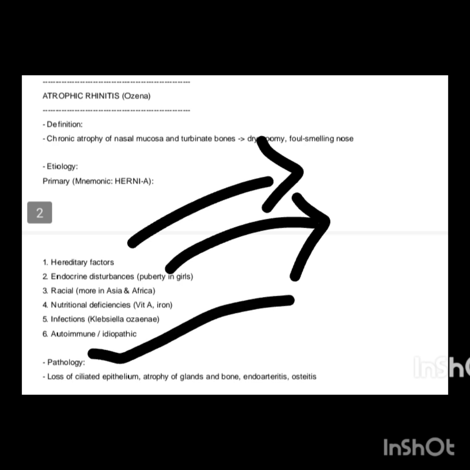Then move towards the clinical features. Clinical features are seen in young females after puberty: wide nasal cavities with crust, insomnia or foul smell. It may present with saddle nose, dry pharynx, eustachian tube dysfunction, and hearing loss. Then what is its treatment? Moving towards the treatment of atrophic rhinitis.